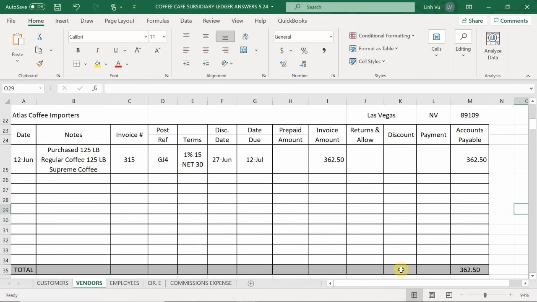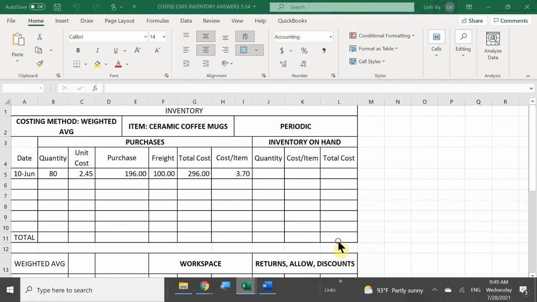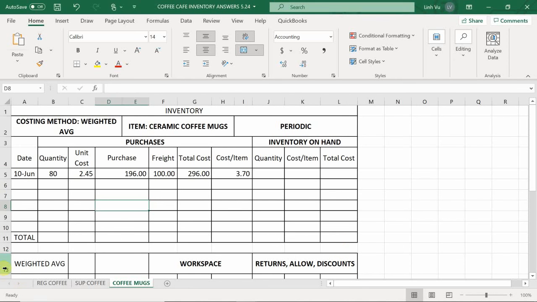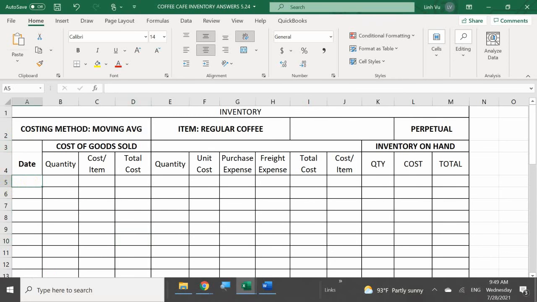And now we purchased inventory. You need to update your inventory worksheet. So, if you guys remember that, I'm going to pull out my inventory worksheet. And this time, we purchased regular coffee and we purchased Supreme coffee. Once again, every single thing I've already filled it out for you, where for regular coffee, we're going to use the moving average and it's perpetual. Okay? So, regular coffee.